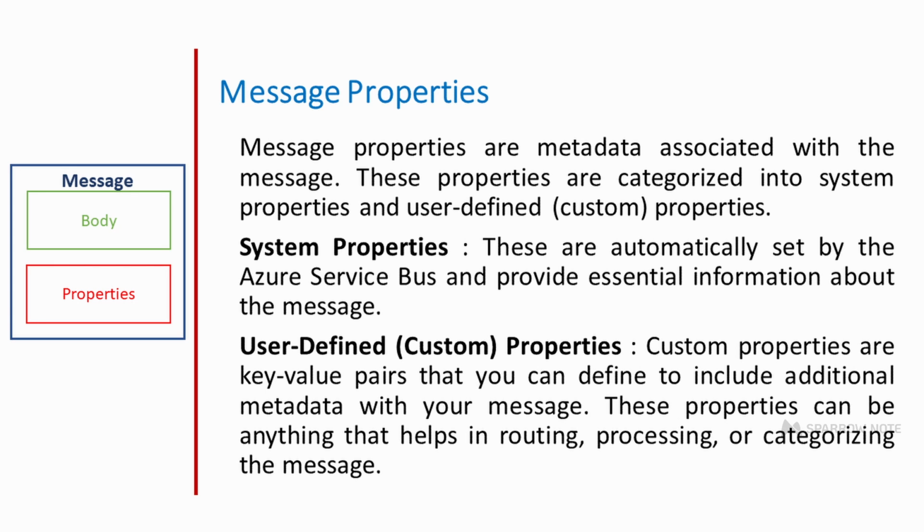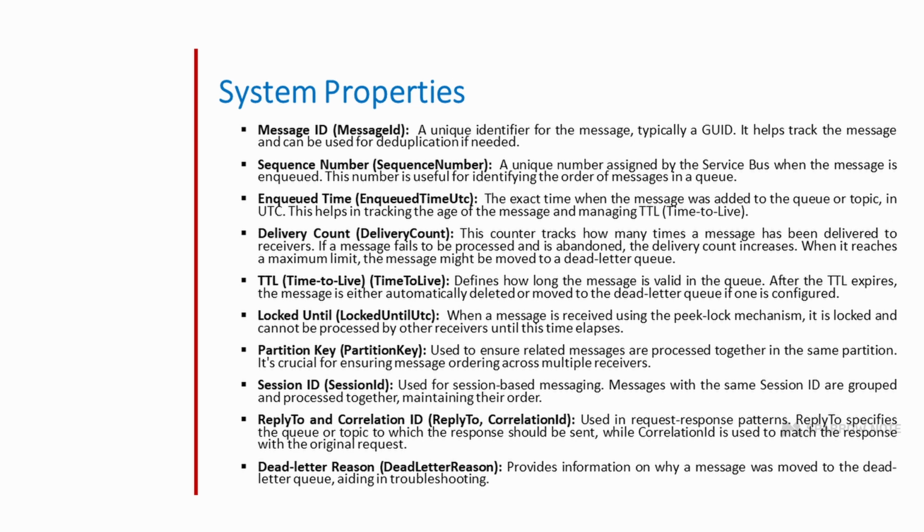We will discuss some of the system properties. Message ID: a unique identifier for the message, typically a GUID. It helps track the messages and can be used for duplicate detection. Sequence number: a unique number assigned by the Service Bus when the message is enqueued. This number is used to identify the order of the message in a queue.